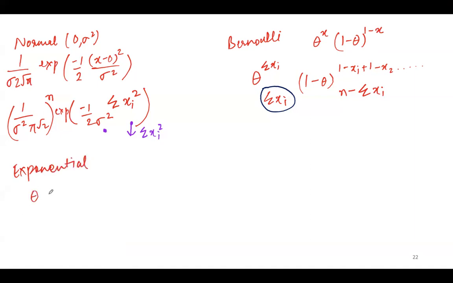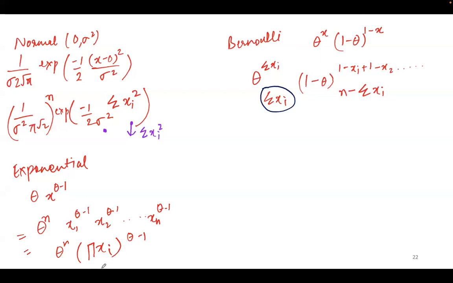So this is going to be of the form theta x to the power theta minus 1, right? So when you are multiplying all the probabilities, this is going to be theta to the power n. And then we'll have x1 to the power theta minus 1, then x2 to the power theta minus 1, so on and so forth until xn to the power theta minus 1. So you can write it as the product of xi's to the power theta minus 1, right? Just like you denote summation by this symbol, you denote product by this capital pi symbol, right? So again, this is the term that you're looking at.